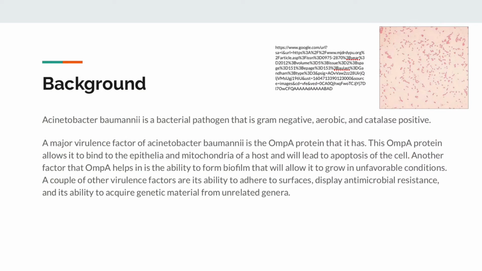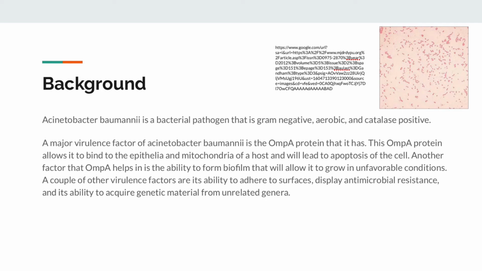Acinetobacter baumannii is a bacterial pathogen, and some of the characteristics of this pathogen are that it's gram-negative, aerobic, and catalase positive. Some of the virulence factors that make Acinetobacter baumannii what it is: it has an OmpA protein, and this OmpA protein has different functions, such as binding to the epithelia and mitochondria of a host, which will lead to apoptosis of the cell.